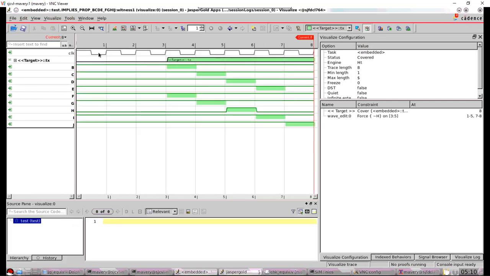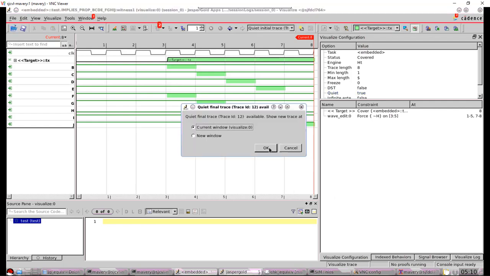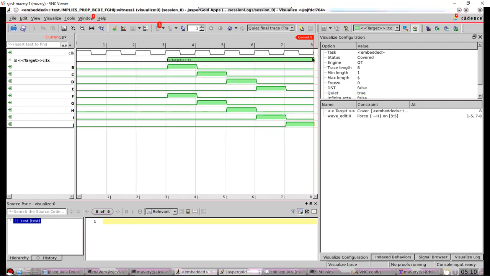So let's replot this. Notice now, and what I'll do is click quiet trace. This makes the signal changes only relevant to the cover passing. Makes it easier to understand this example. I'll just OK that. And what's happened is it's had to extend the waveform in order to show that passing again, because I forced H to be low for those cycles. So here I can see this force on H being low for cycles 3 to 5. So that's the reason that it's had to extend the trace in order to do that.